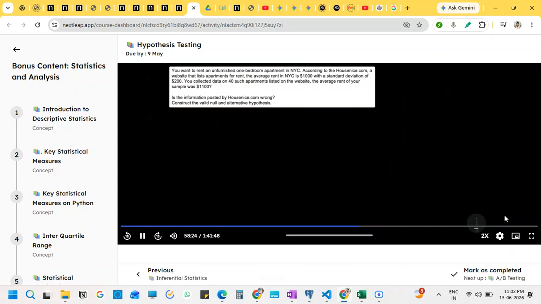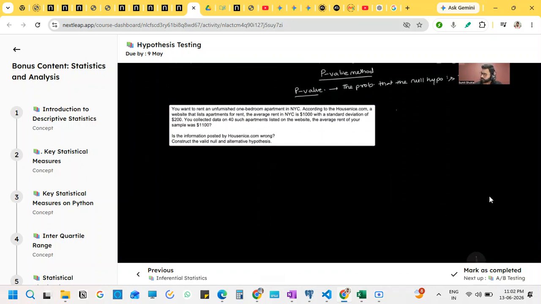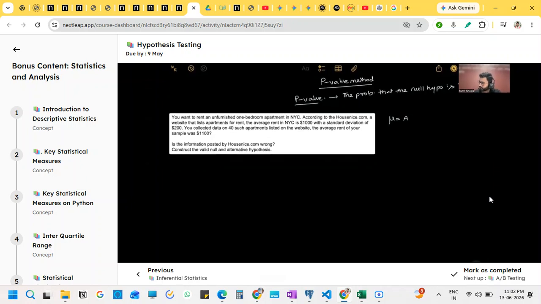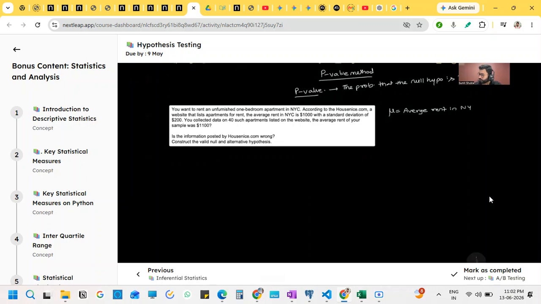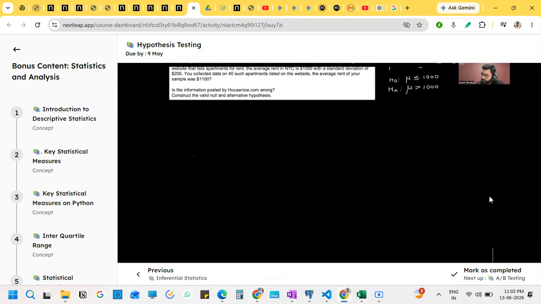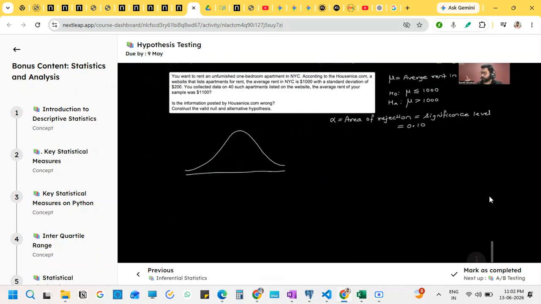Now, the null and alternative hypotheses are clear to us. Mean represents the average rent in NYC. The alternative hypothesis is that the average rent is more than $1,000, and the null is that the average rent is less than or equal to $1,000, right? Now, if I draw the normal distribution, let's assume that in this question alpha, which is the area of rejection and also the significance level, is given as 0.10. Since my area of rejection is on the right, this is a right tail test.